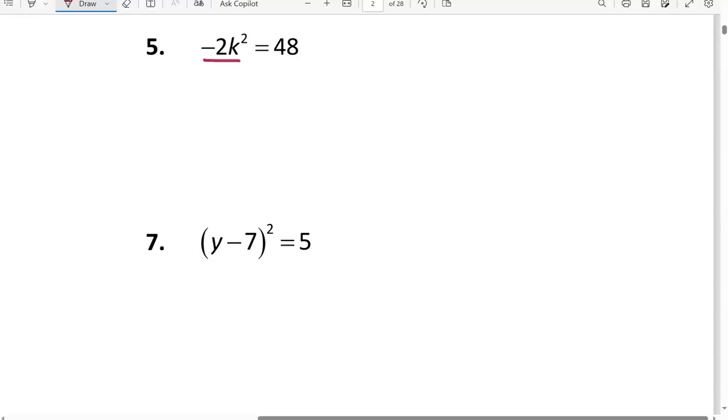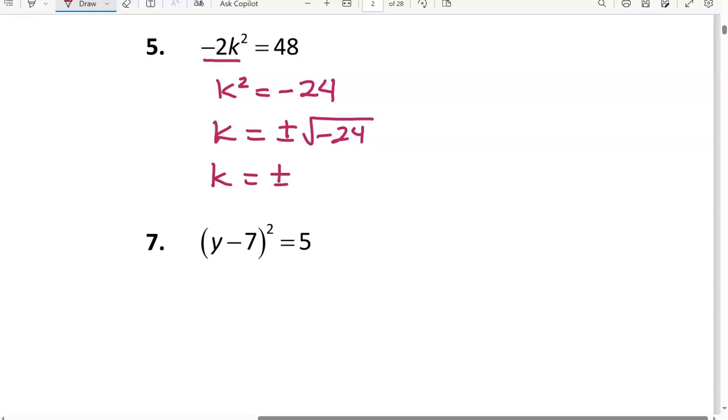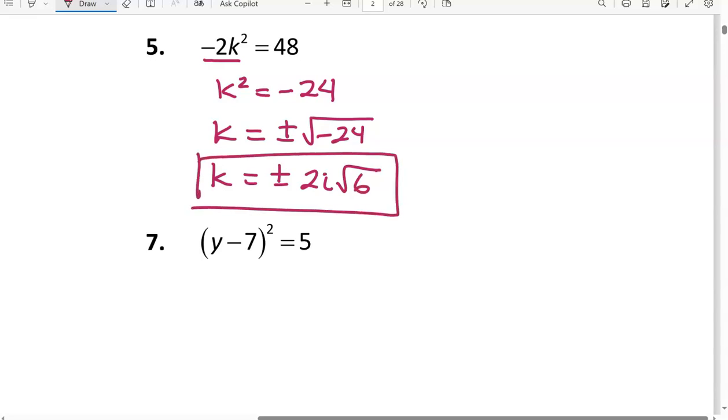In number 5, looking at the order of operations here, we have negative 2 times k squared is equal to 48. So exponentiation happens before multiplication. That means the multiplication needs to be undone first. Dividing both sides by negative 2, we get k squared is equal to negative 24. So k is equal to positive or negative the square root of negative 24. That's going to be an imaginary solution, but we also need to be able to simplify that root. 4 is a perfect square, so 2i times the square root of 6. So positive or negative 2i times the square root of 6 are the 2 solutions.